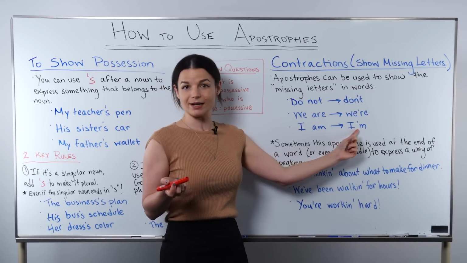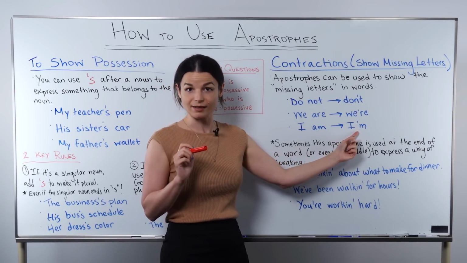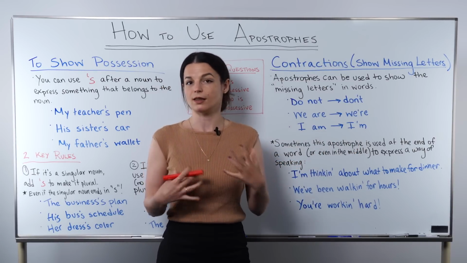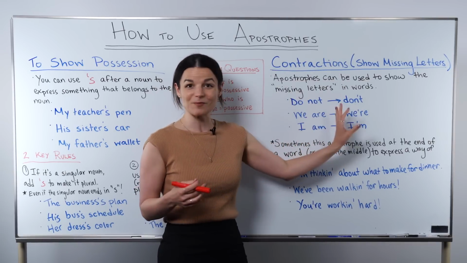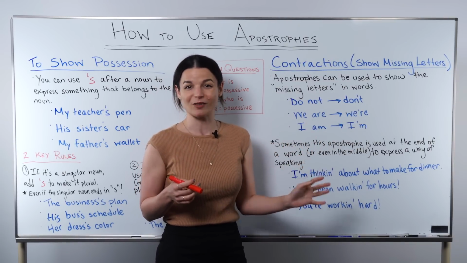Again, we have a missing letter. The A used to be right here. We have an apostrophe there instead. So apostrophes can be used in this way to show that letters are missing from a word. So these are extremely, extremely common. You probably know about these already.